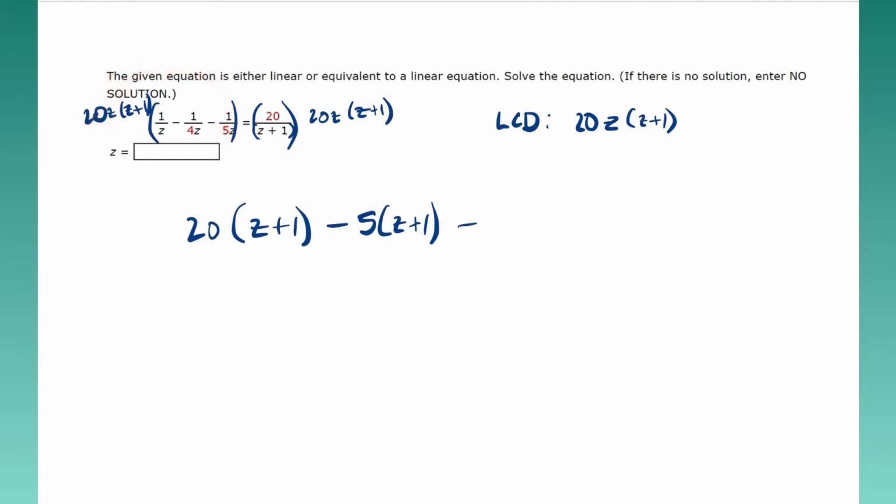And on the right side, we've got the z plus 1s canceling out. So that leaves us with just 20 times 20 times z. So that's going to be 400z. All right, so let's distribute.